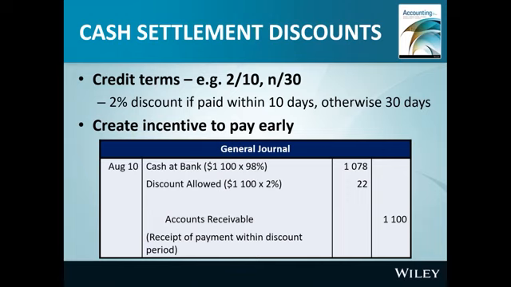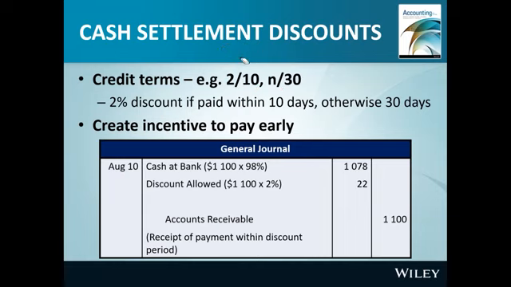Sometimes you give discount to your customer if they make early payment. So we have this credit term. Let me introduce to you what this credit term is. 2 stroke 10, and stroke 30. 2 is for 2%, this 2 is for 2% discount. 10 is for 10 days, and 30 is for 30 days. So the maximum number of days is 30.